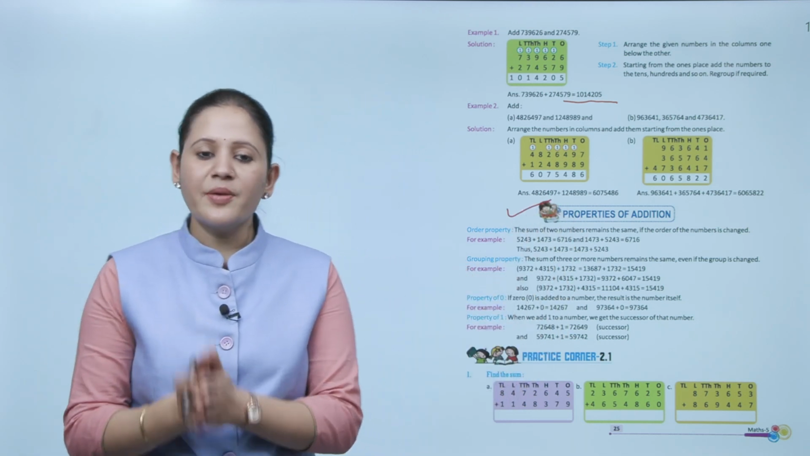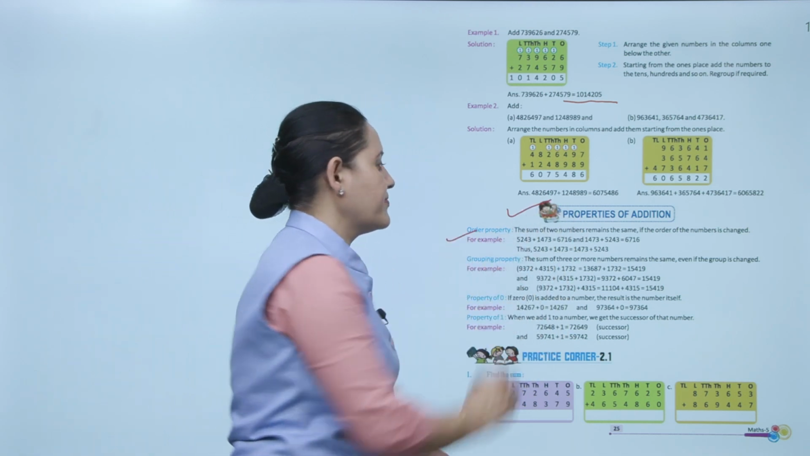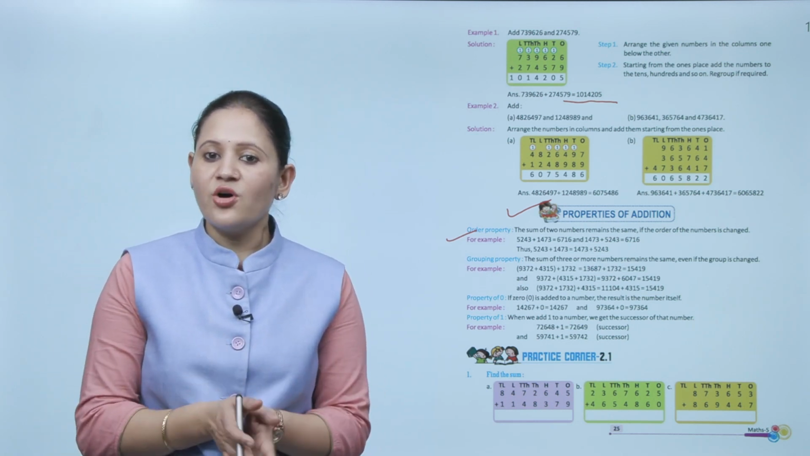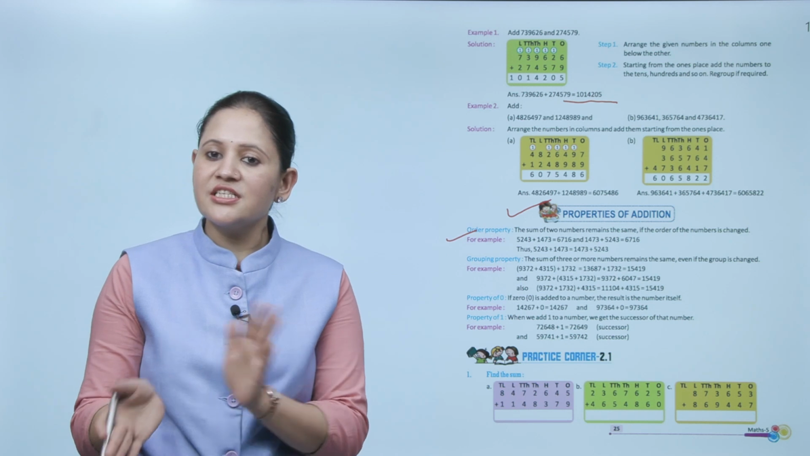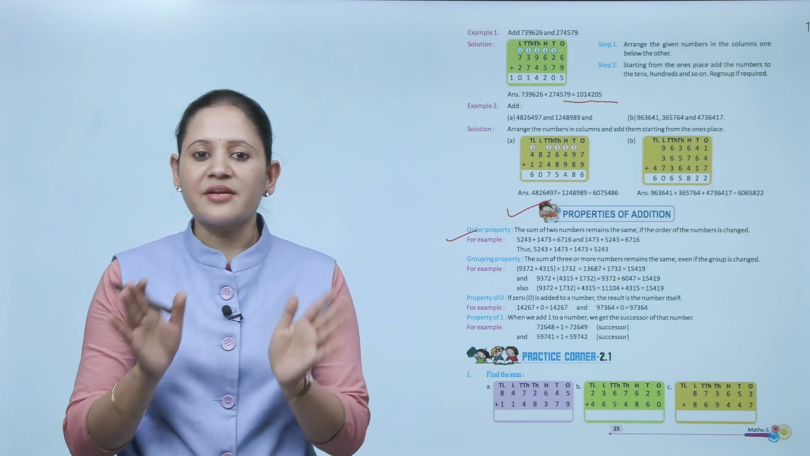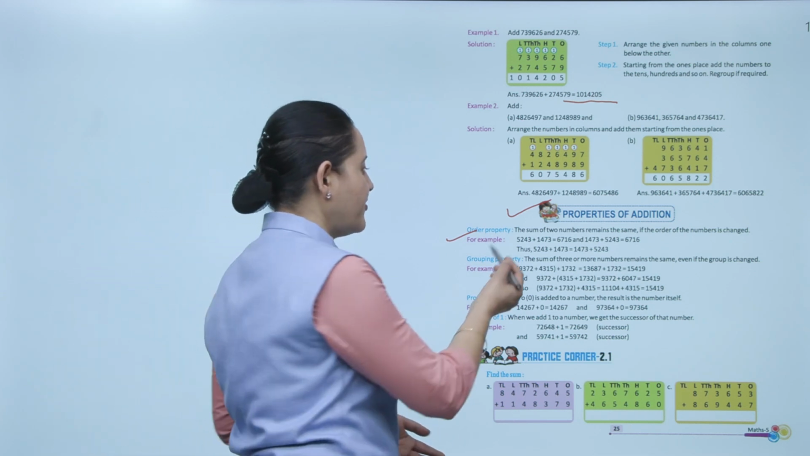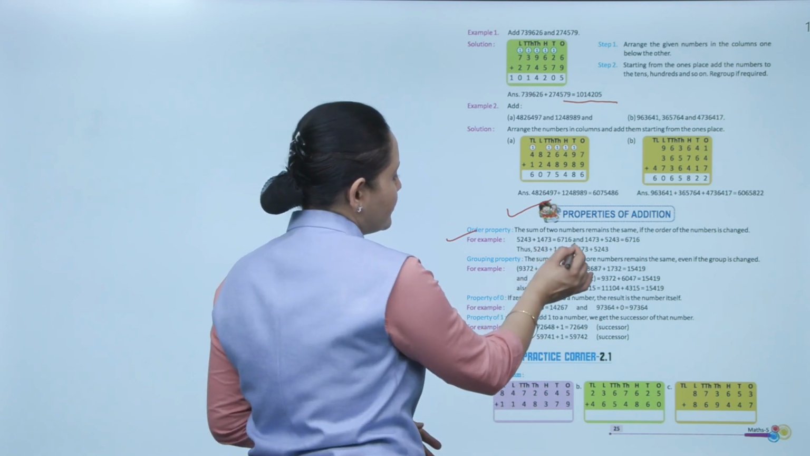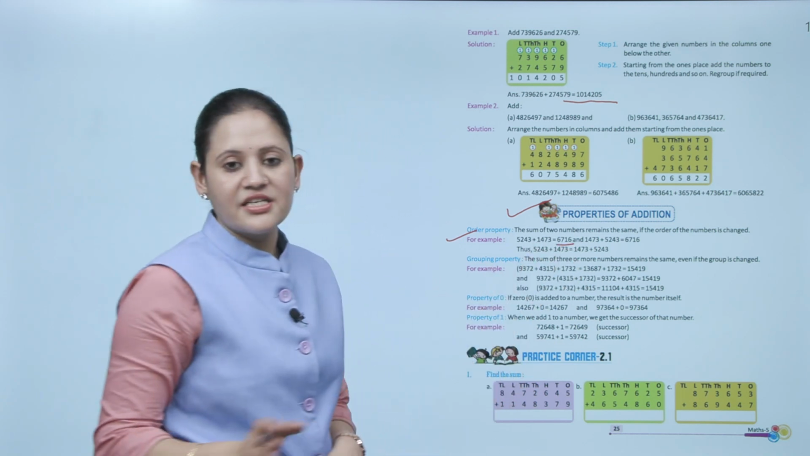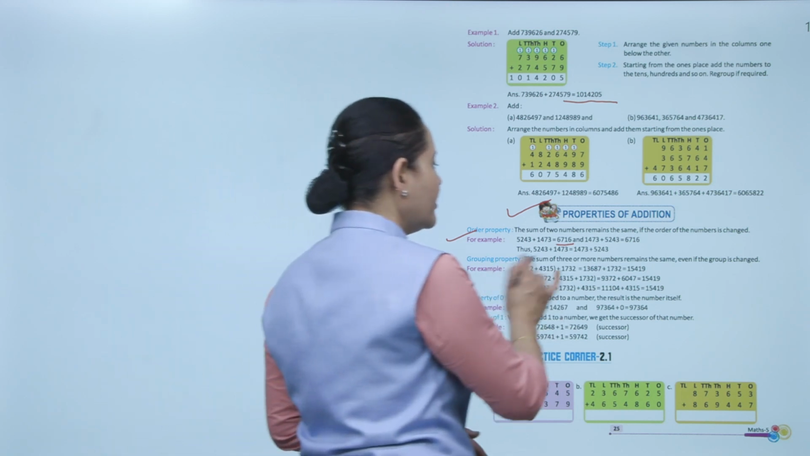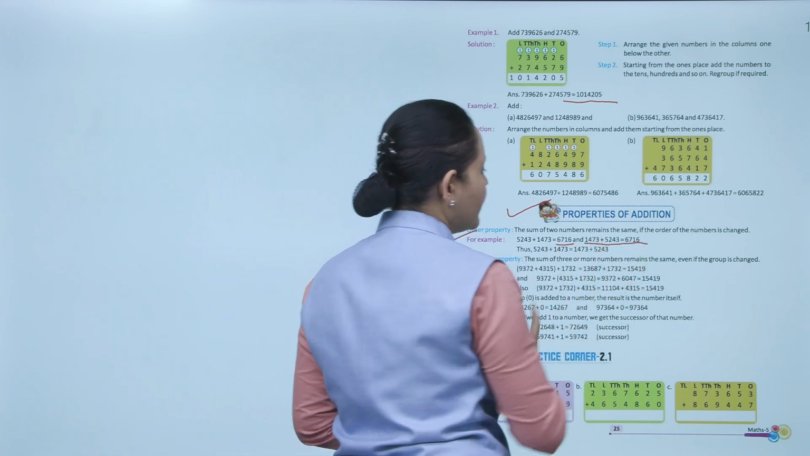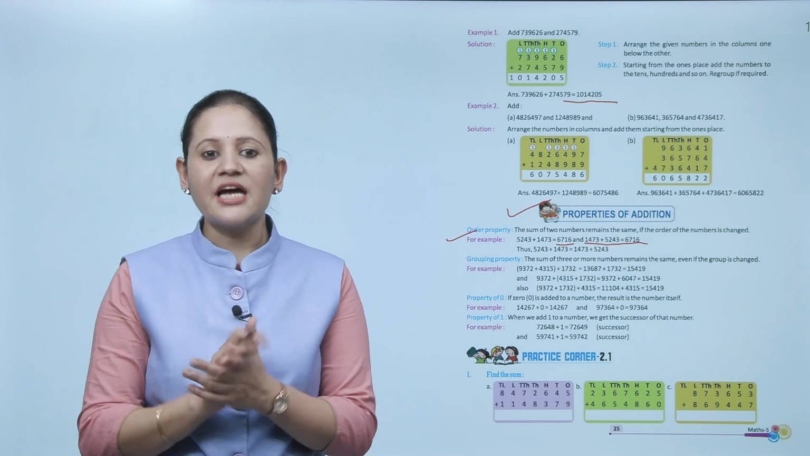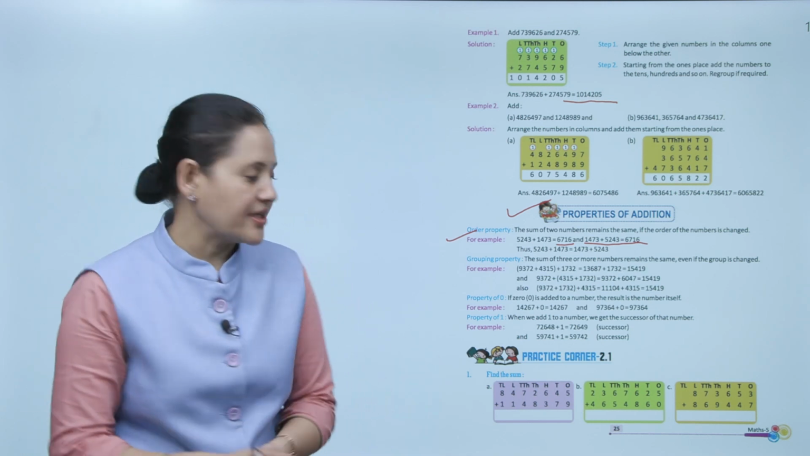First is order property. The sum of two numbers remains the same if the order of the numbers is changed. If we change the order of numbers, the sum will remain same. Like here, 5,243 plus 1,473. The sum is 6,716. Here we change the order, again the sum will remain same. So if we change the order, the sum will remain same. That is order property. Next is grouping property.